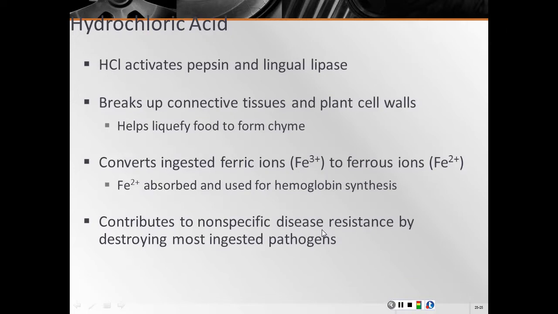Alright, so the stomach acid has several functions. So what's it going to do? It activates the enzymes pepsin and lingual lipase. That's one function. The second function is to break up connective tissues and plant cell walls. Third, it converts digested ferric ions, Fe3, to ferrous ions, Fe2, which can be absorbed and reused. And the other function is that it contributes to non-specific disease resistance by destroying ingested pathogens.